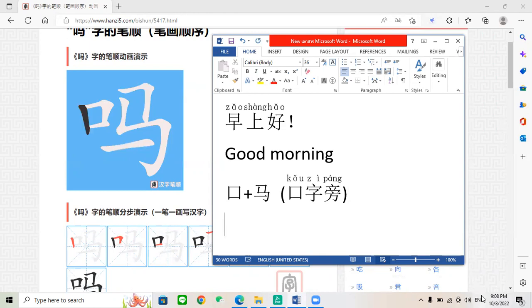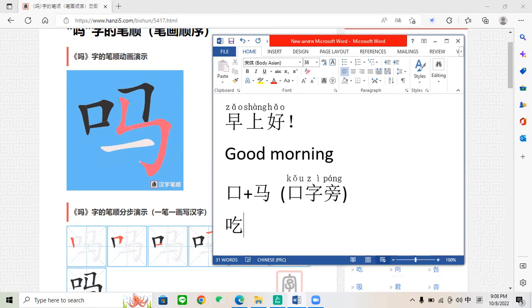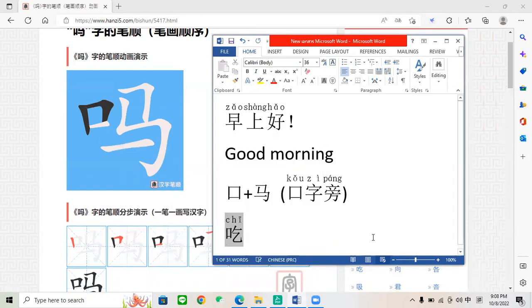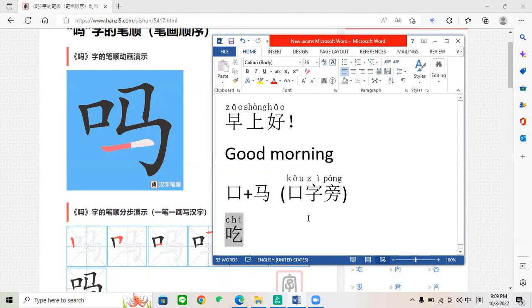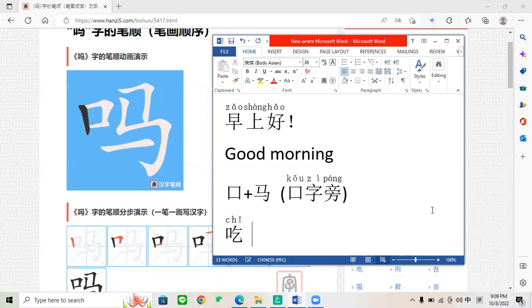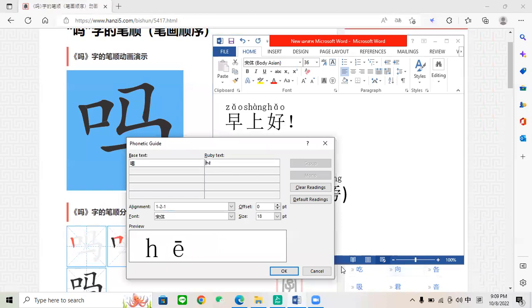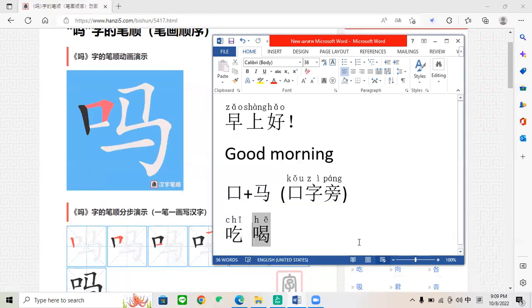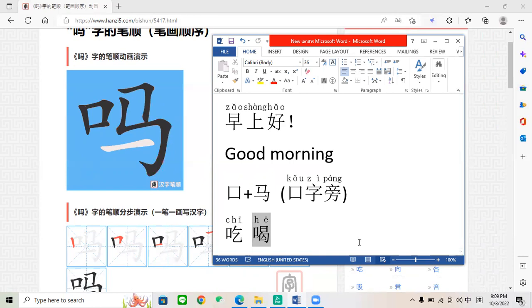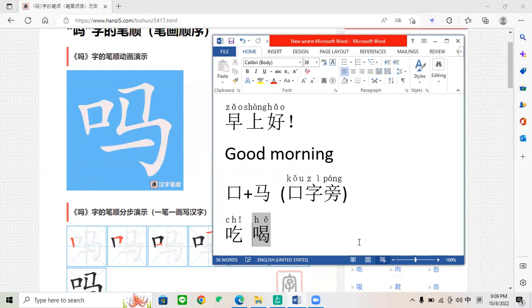Like this character, eat, 吃, eat something, right? 吃, okay. As you can see, we have a radical of mouse, right? So when we eat, we will use our mouth, right? And another one is 喝, which means drink. So drink water, drink something, okay? So when we drink something, we use the mouth, so we have the radical of mouse, right?